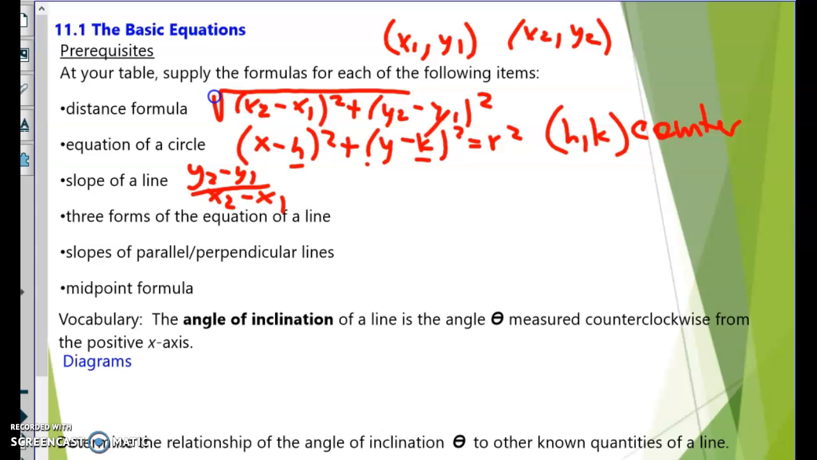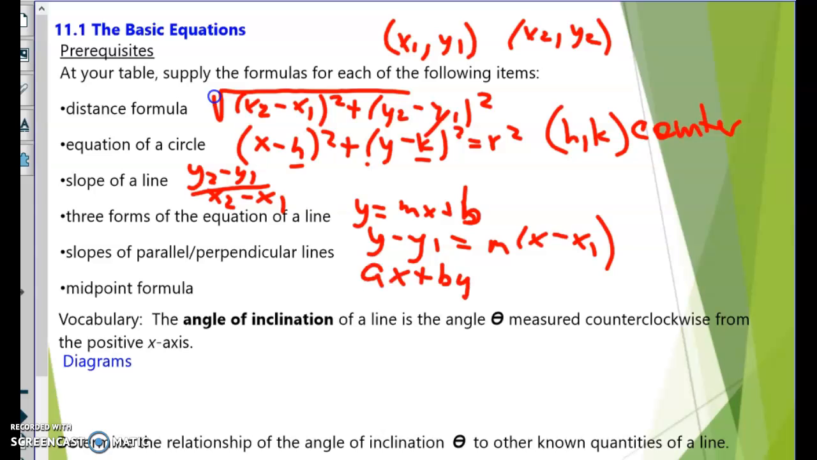Three forms of the equation of the line. Well, we have the slope intercept form, where m is the slope and b is the y-intercept. We have the point slope form, where x1, y1 is the point and m is the slope. And we also have standard form for an equation.